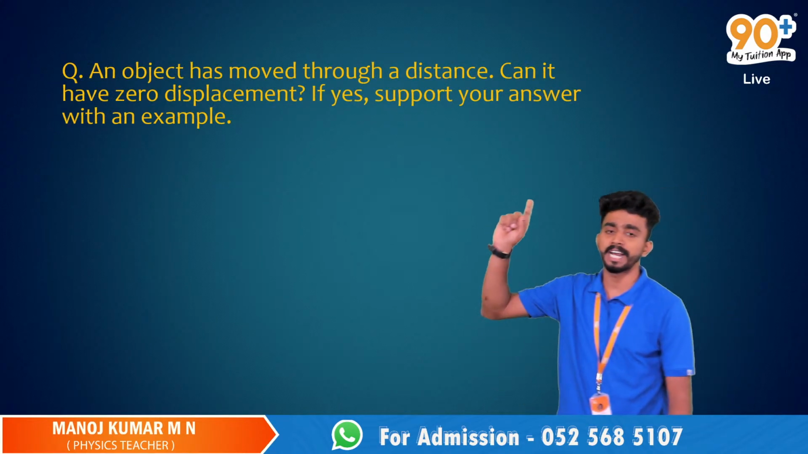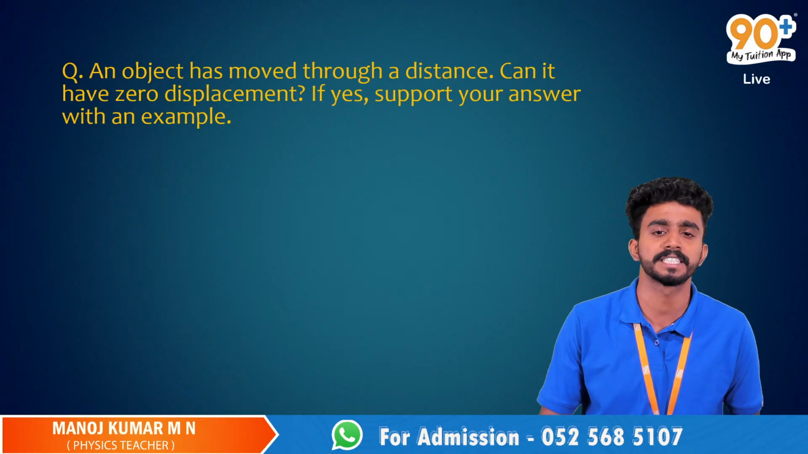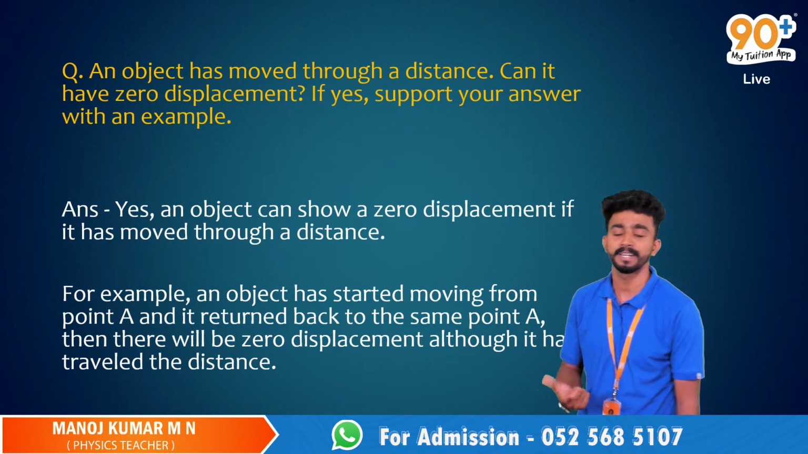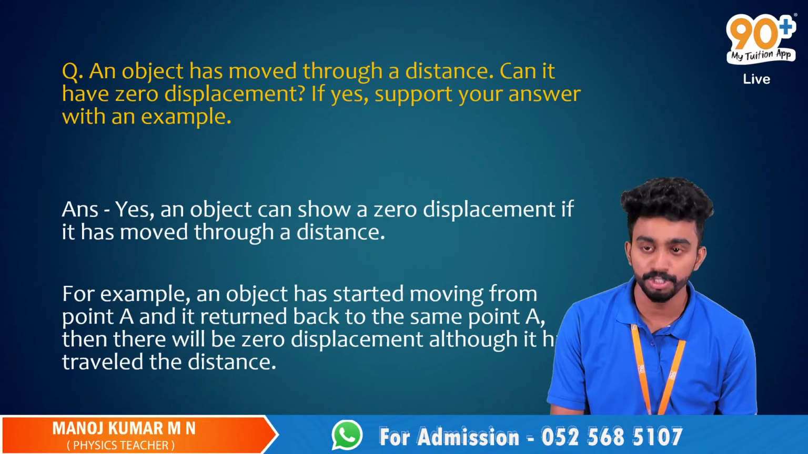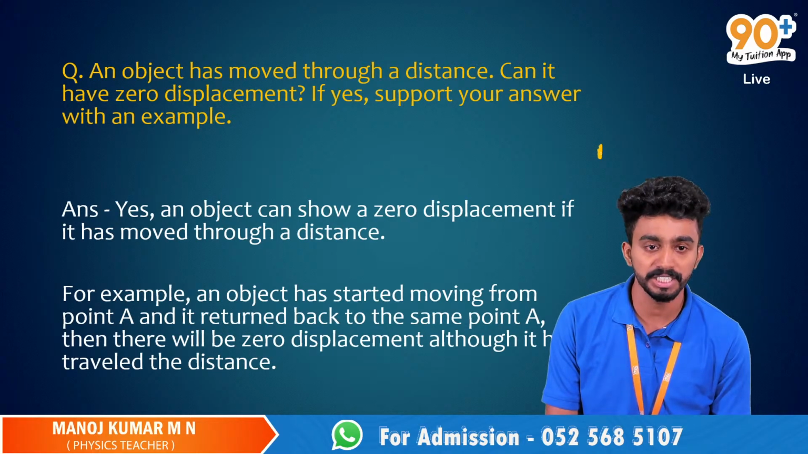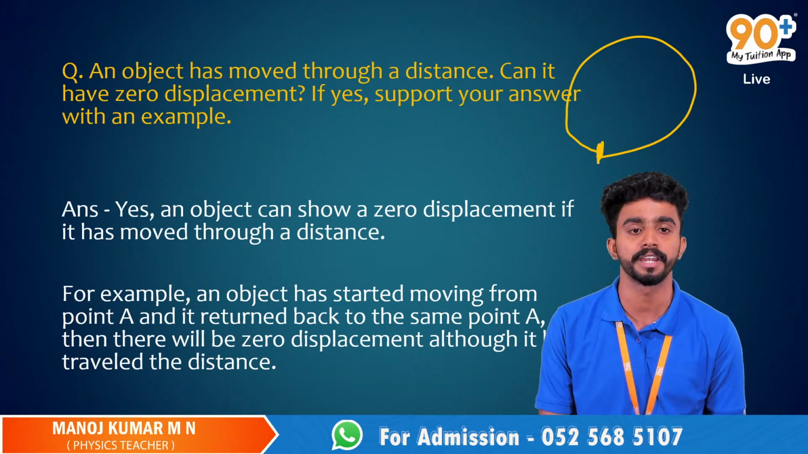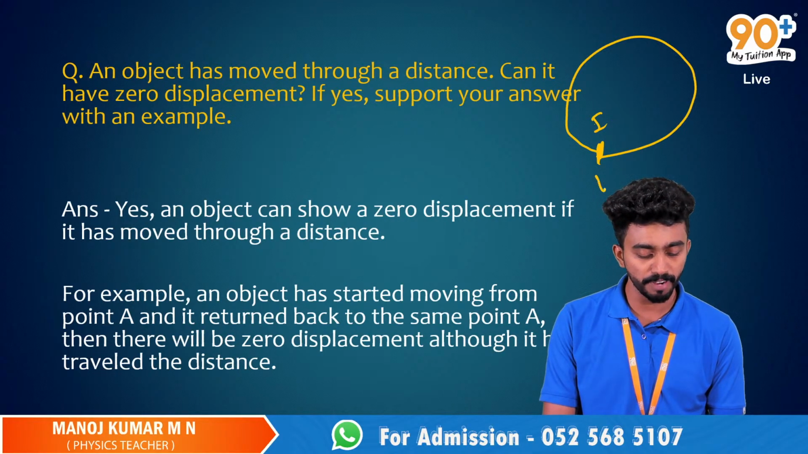Now, can an object that has moved through a distance have 0 displacement? If yes, support your answer with an example. Yes, an object can show 0 displacement, as I've told you, if the initial position and the final position are the same. John, are you listening? If an object starts from this particular point and travels all the way and comes back to this particular point, what is the initial point? This particular point itself, right? So what is the final position?